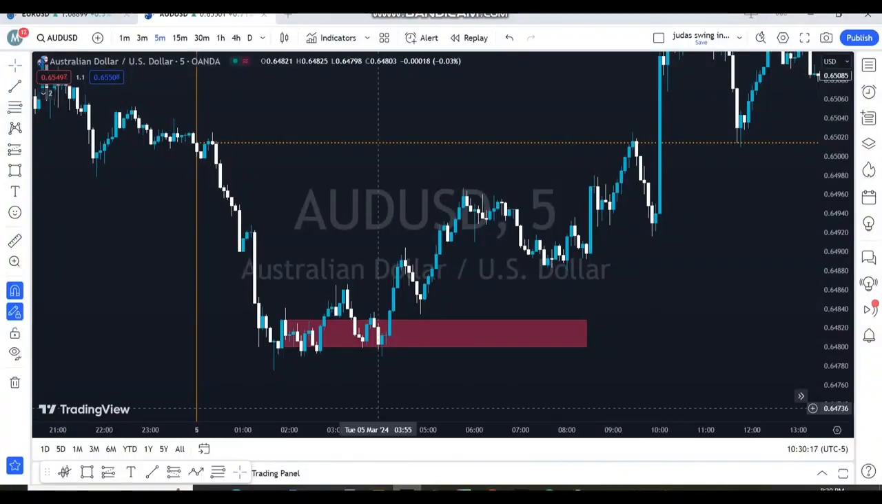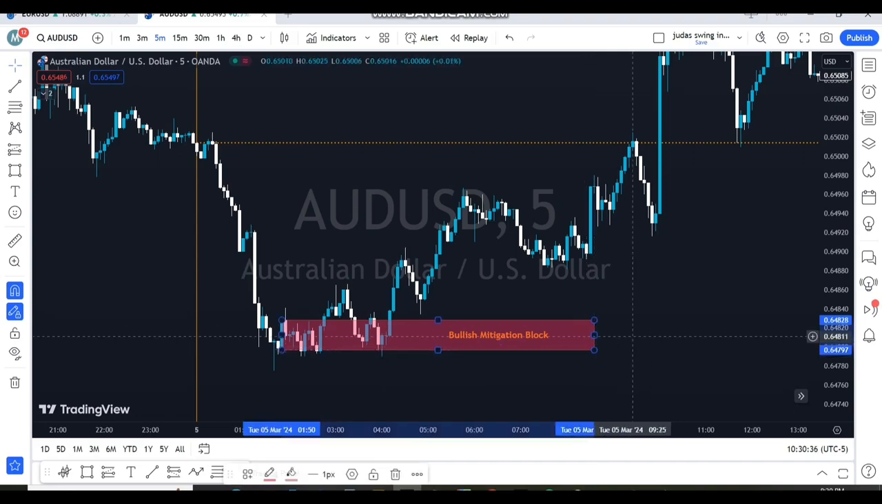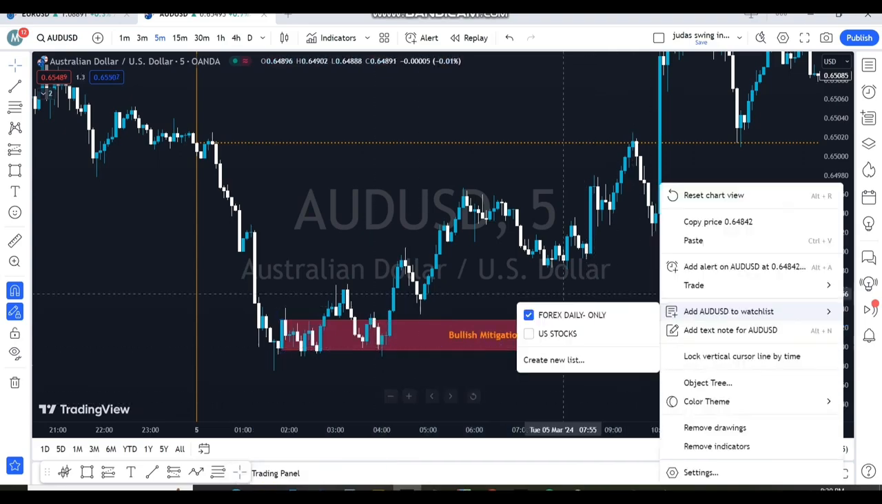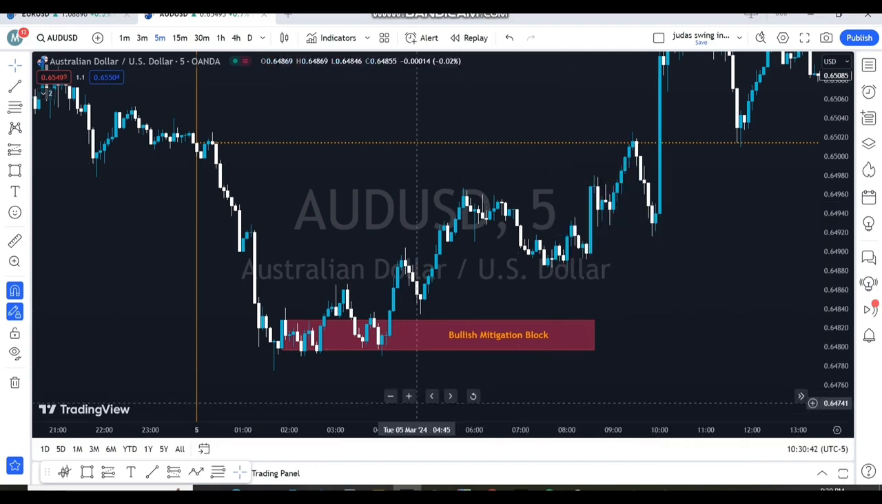Hello guys, in this video I'm going to tell you what is a mitigation block. In this scenario, this is going to be a bullish mitigation block. Now mark this bullish candle as a mitigation block. Okay, now why is it mitigation and what does it even mean?